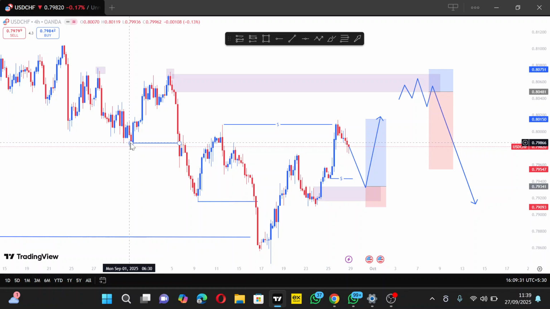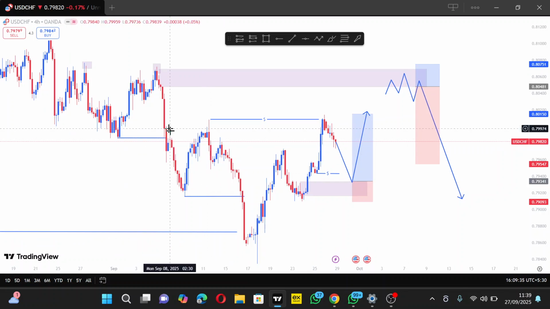Now this was the break of structure. This was the low that caused the break of structure. This was the first break. Price gathered liquidity again, came down, went up again, and sold again from here with another break of structure. So we are having two breaks of structure, leaving a lot of liquidity from here.